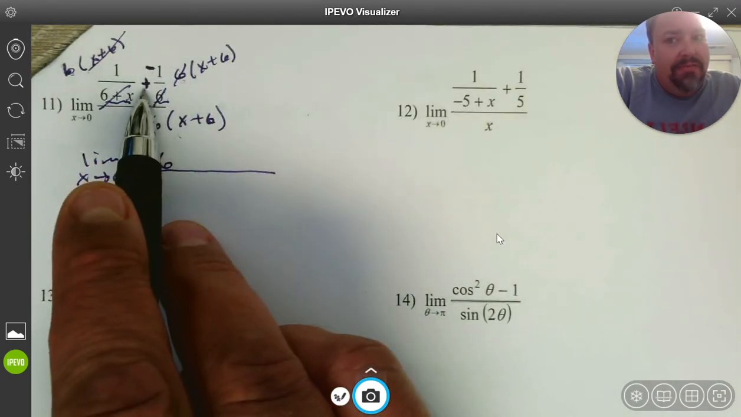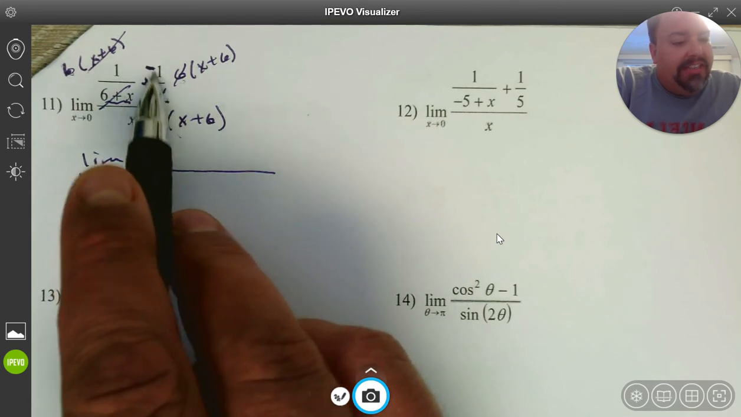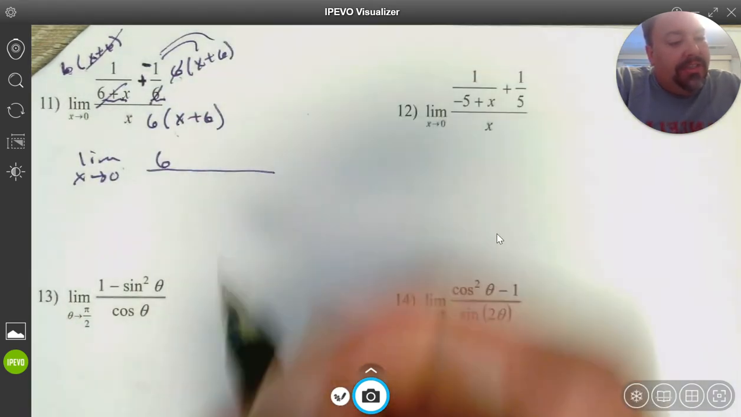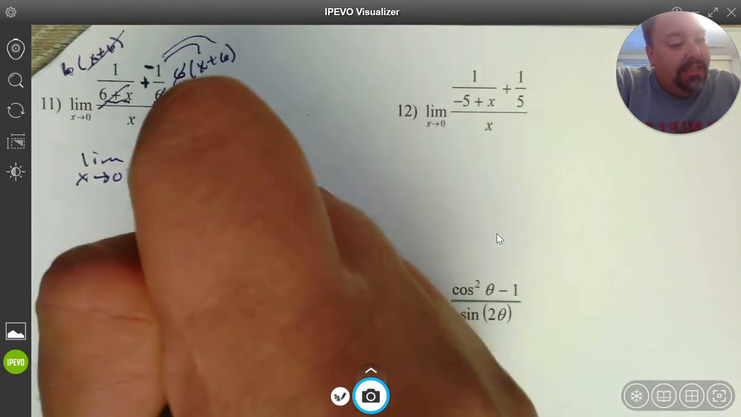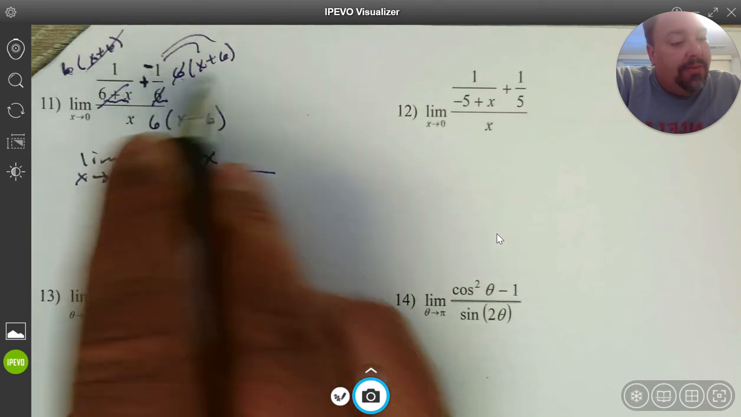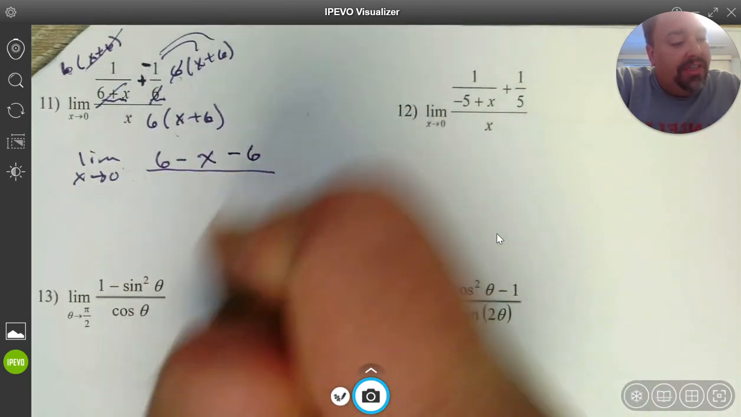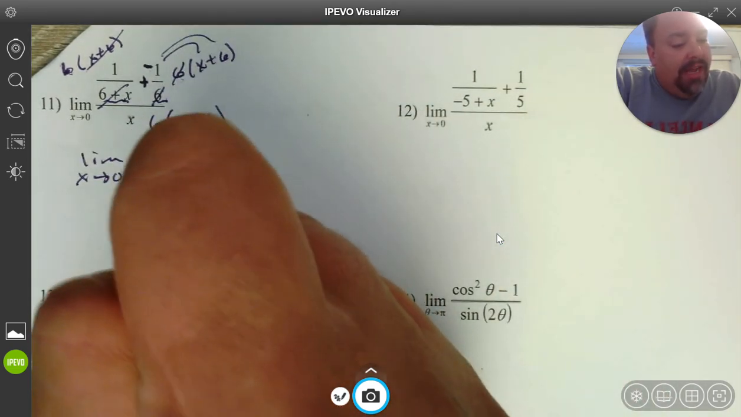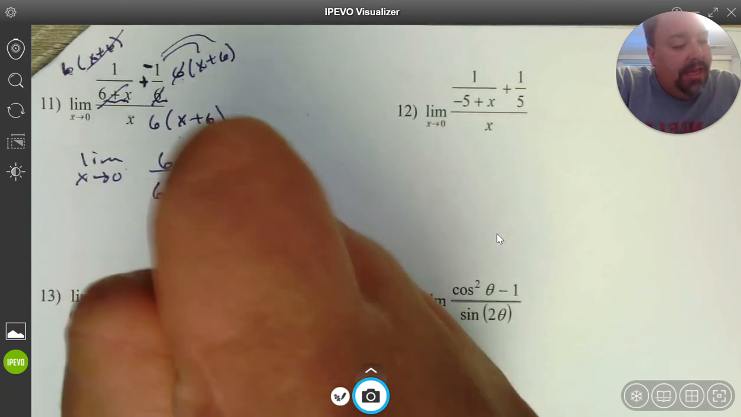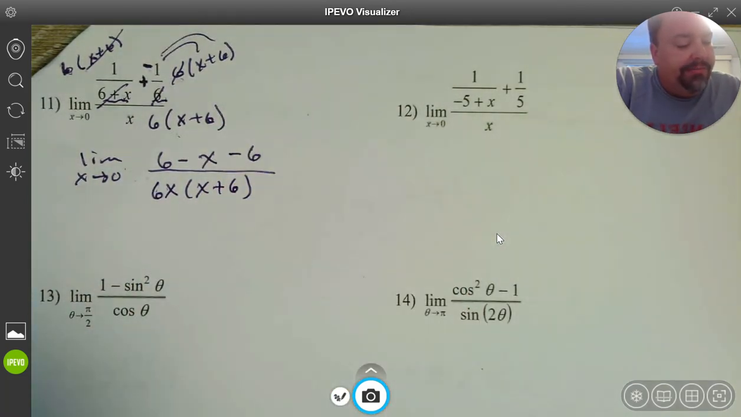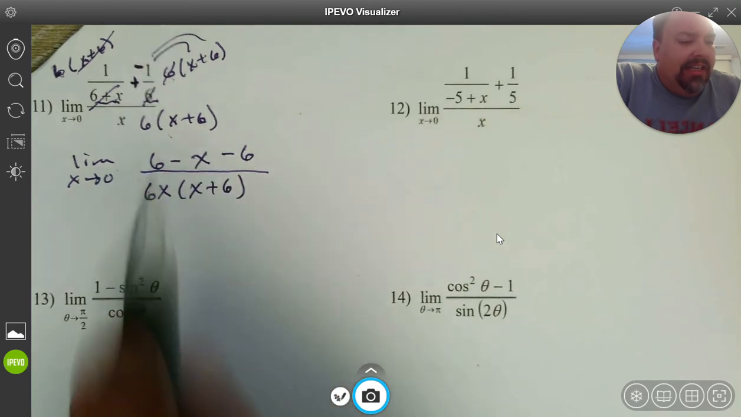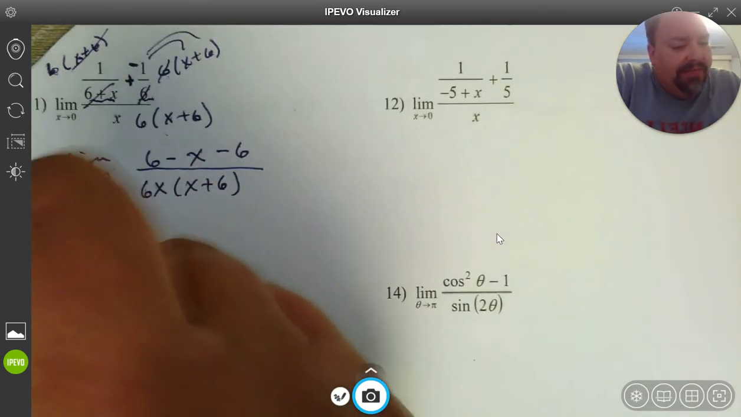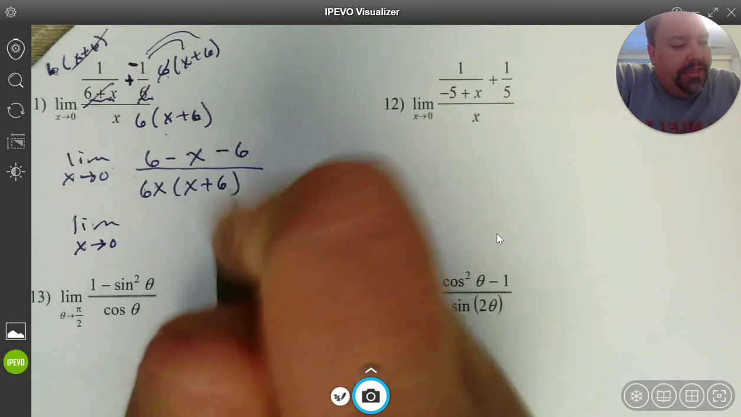Notice I have that negative from here. I think of that as a negative 1, and we need to make sure we distribute. So we're going to have negative 1 times x is negative x, and negative 1 times 6 would be negative 6. On the bottom, we have x and a 6, and x plus 6 all multiplied together. So far, so good. The next thing we need to do, do not try to cancel out anything yet until we simplify the top. So we have the limit as x goes to 0.